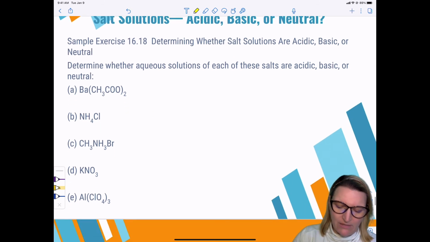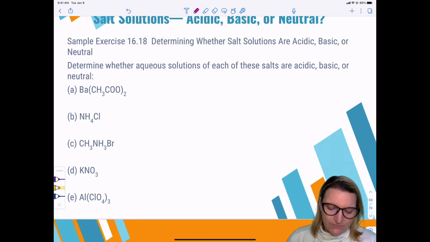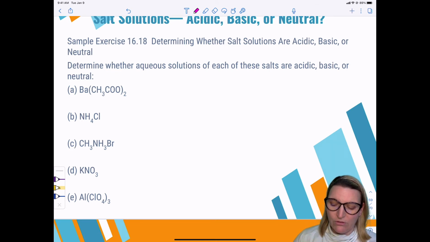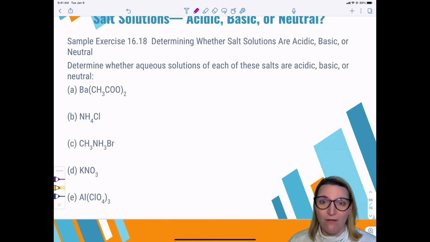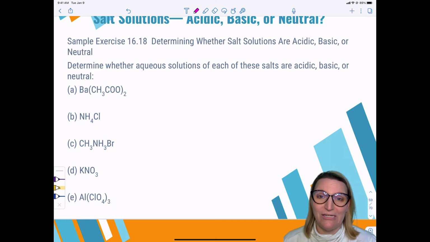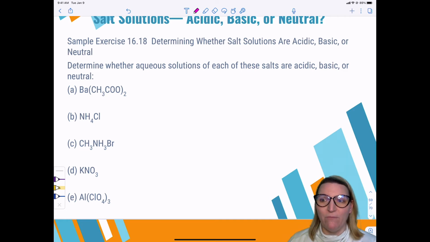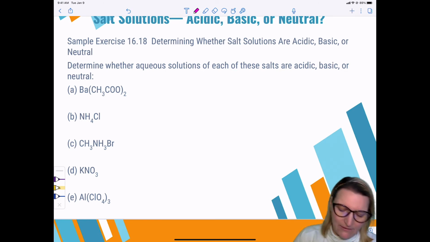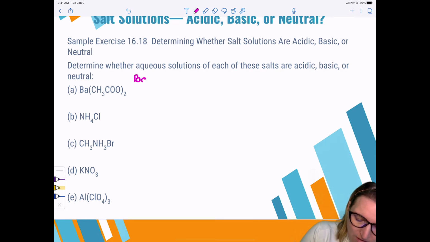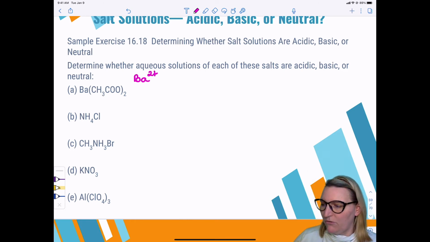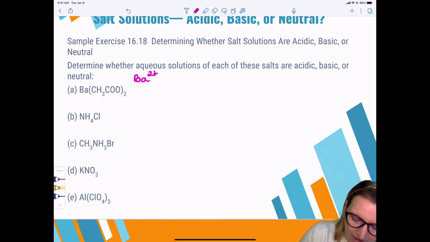So here are some examples. Let's look at these. Determine whether these solutions would make an acidic, basic, or neutral solution. These are just ionic compounds. Like, these could have been on the test last year in baby chem, just giving you the formula and you give me the name. So the first one is barium acetate. So I think about, well, what will be the 2 ions that it will form? It'll form a barium 2+ ion and the acetate ion.